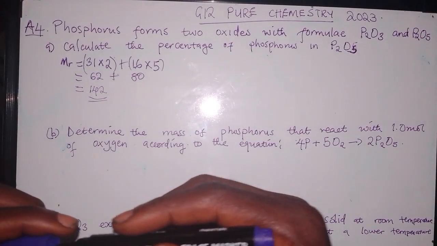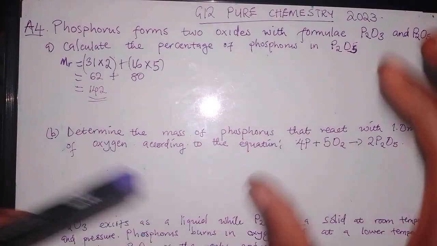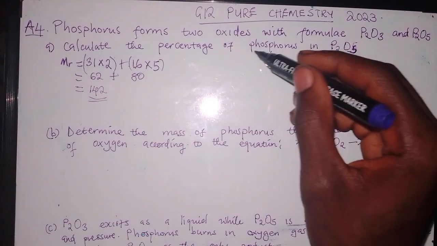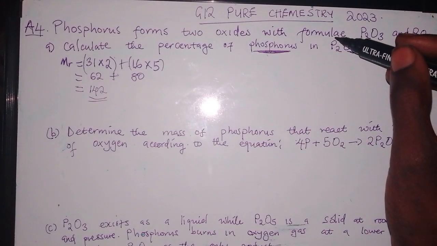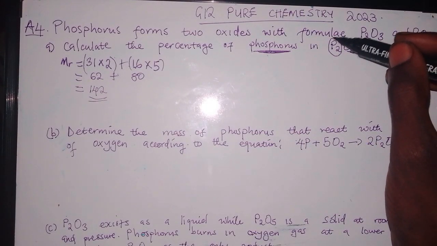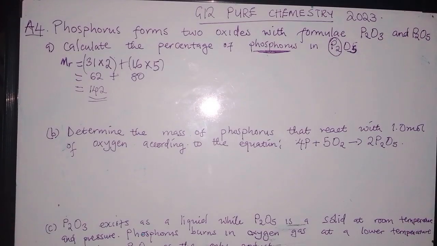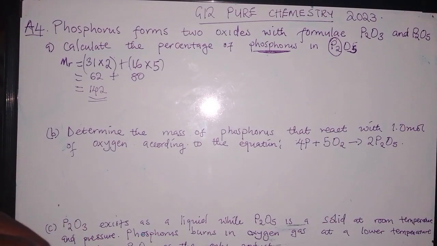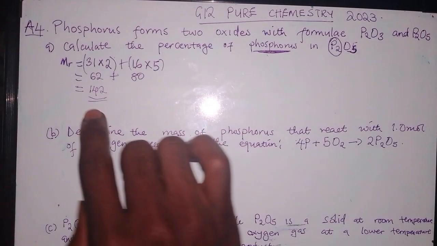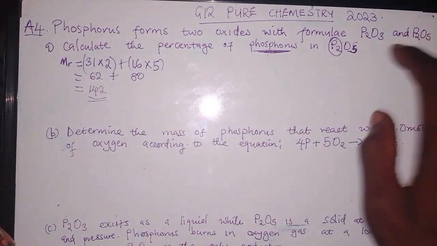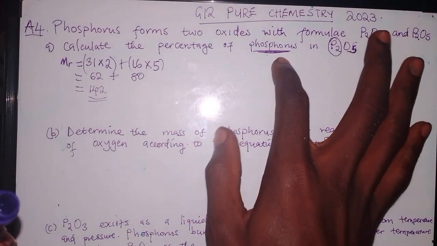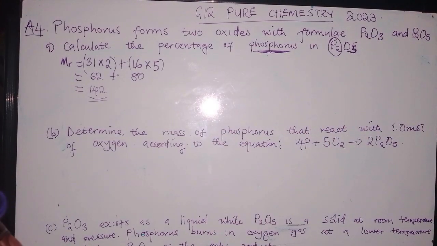So 142 is our molecular mass for this entire compound, P2O5. But we are not calculating the molecular mass for this compound, we are calculating the percentage of phosphorus. We are only interested in phosphorus, not the oxygen or the entire compound. The percentage should be out of the total. Now that we have the total molecular mass, we use the molecular mass of phosphorus to calculate the percentage.